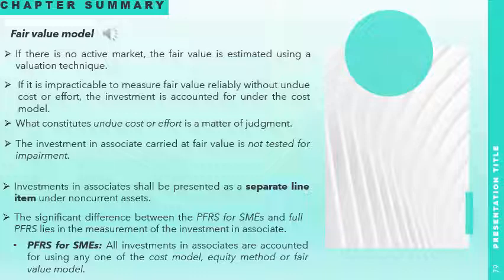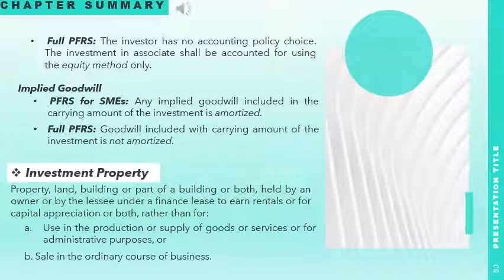The significant difference between the PFRS for SMEs and full PFRS lies in the measurement of the investment in associate. PFRS for SMEs states that all investment in associates are accounted for using any of the following: cost model, equity method, or fair value model. While sa full PFRS, ang sabi naman is the investor has no accounting policy choice. The investment in associates shall be accounted for using the equity method only.